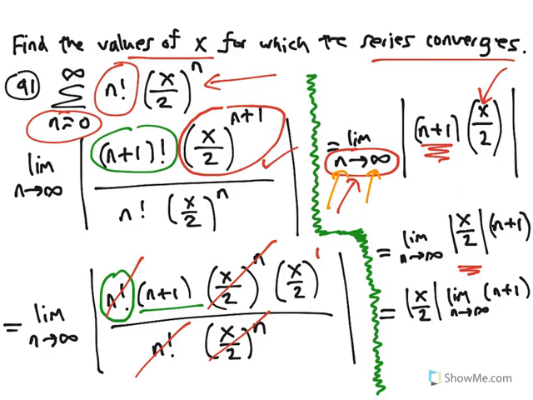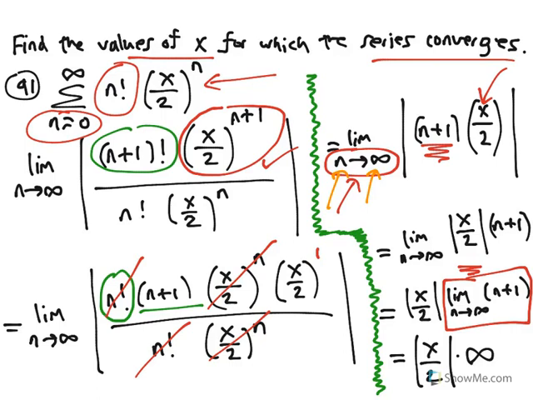So as you can see, the limit of n plus 1 as n goes to infinity is infinity. So regardless of the value of x, the limit that we have in our problem will be infinity. The only value of x for which the limit will be 0 is when x is equal to 0.